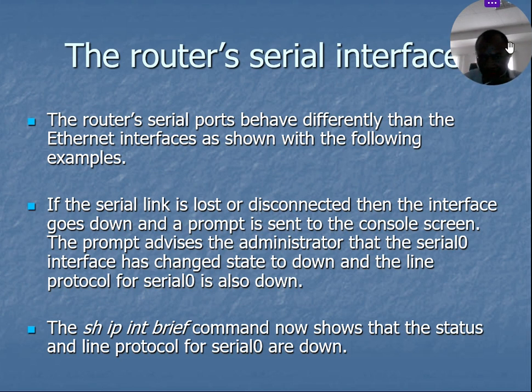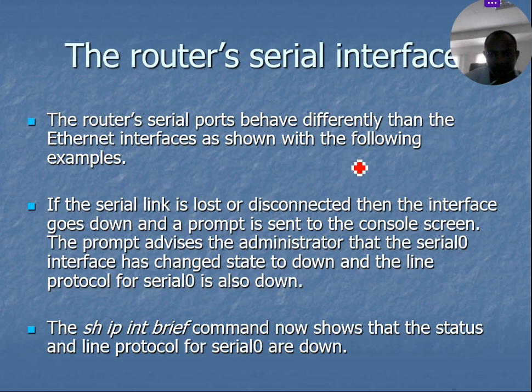And the prompt advises the administrator that this serial 0 interface has changed state to down, and that the line protocol for serial 0 is also down. So what you do is type your normal command, the show ip interface brief command, and it will show you the status of the line protocol and everything.